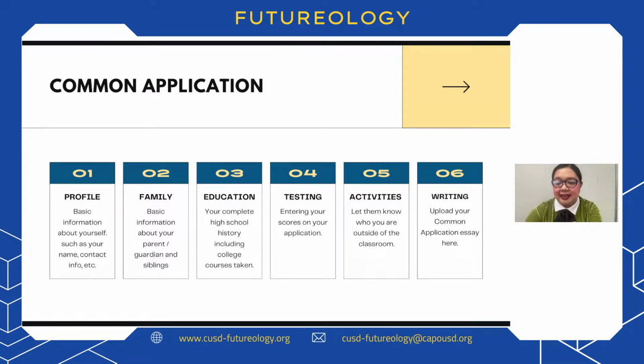The next section is activities. In this section, you can include up to 10 different activities, be it volunteer work, clubs, sports, organizations, hobbies, work, etc. The writing section, we do have an additional workshop and additional videos that go more in depth with the Common App essay. And this section is where you're going to enter in the Common App essay.